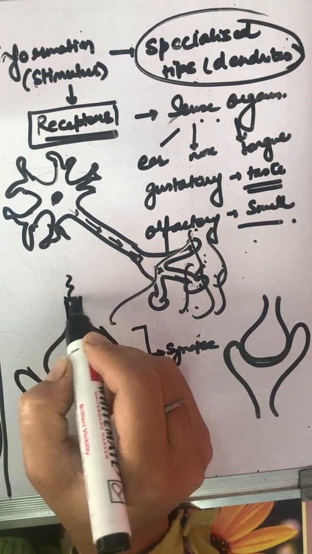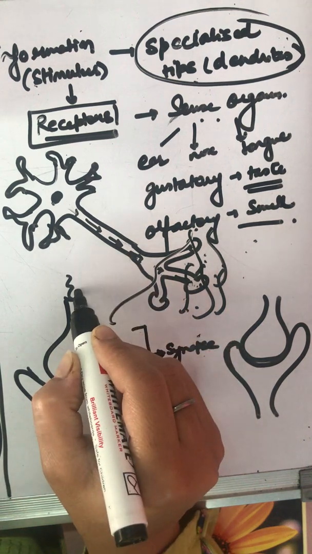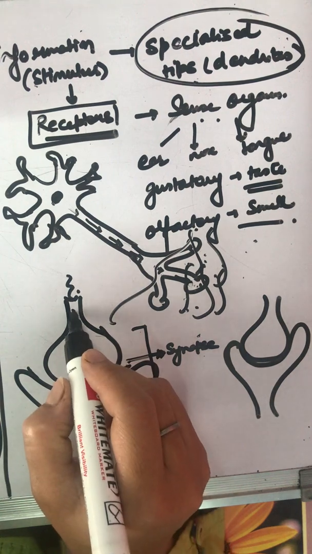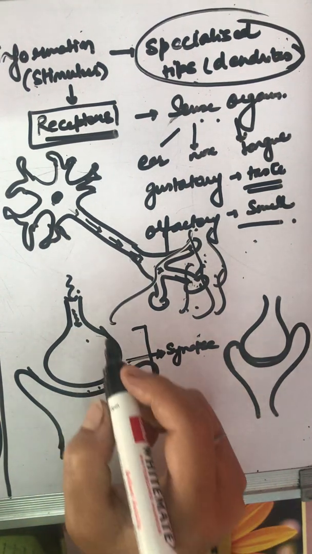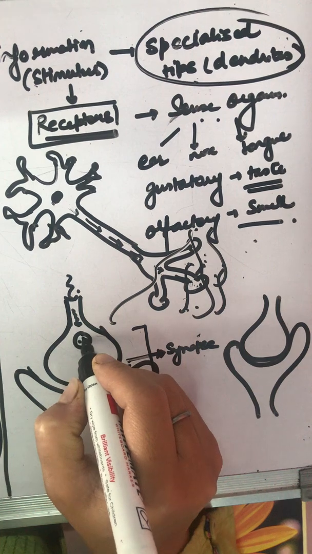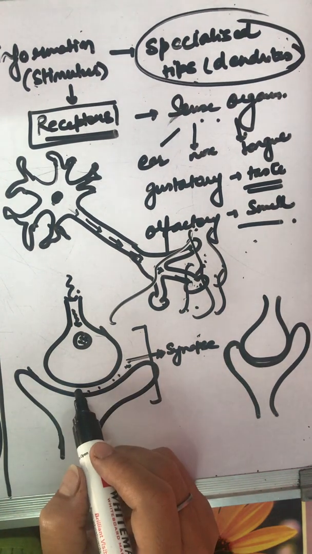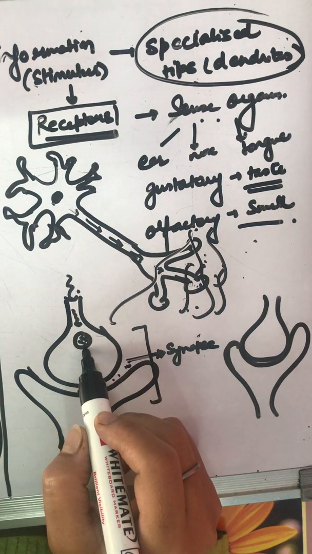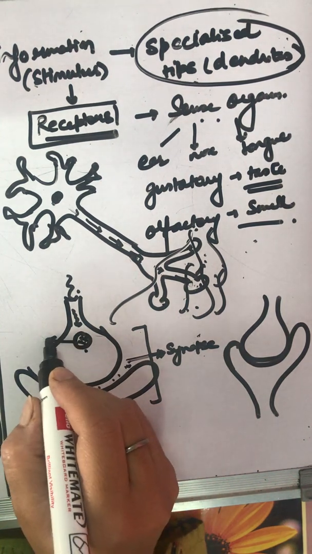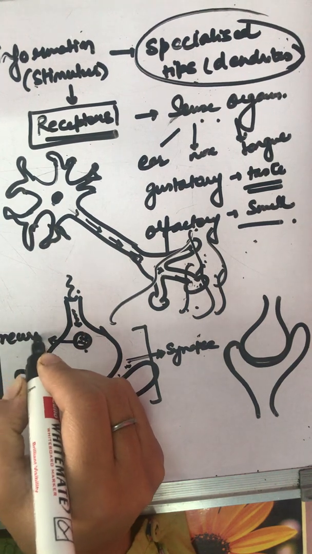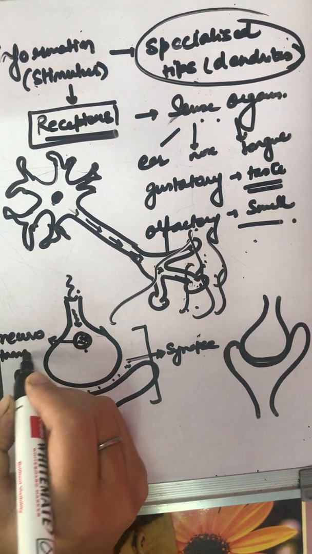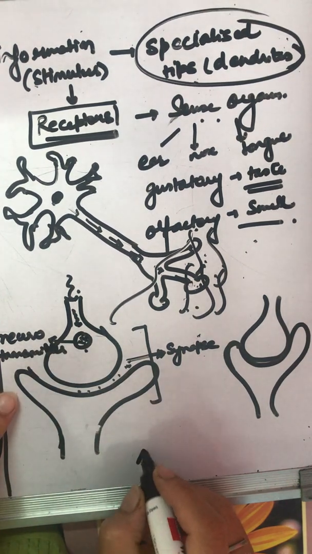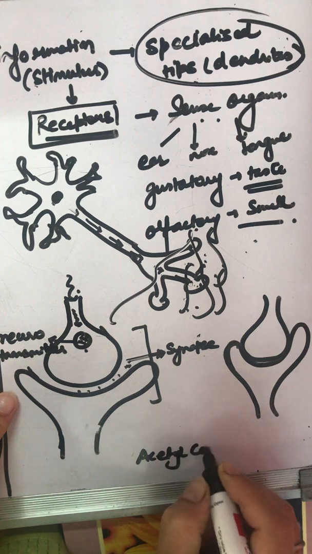This is the electrical message which is coming. ये वाला electrical message. Now it is reaching this nerve ending. I'm showing it here. Once it reaches here, it will convert into a chemical message because this electrical message cannot cross the gap. So it will automatically transform into a chemical which is known as neurotransmitter. Neurotransmitter. And here the neurotransmitter is acetyl coenzyme A.